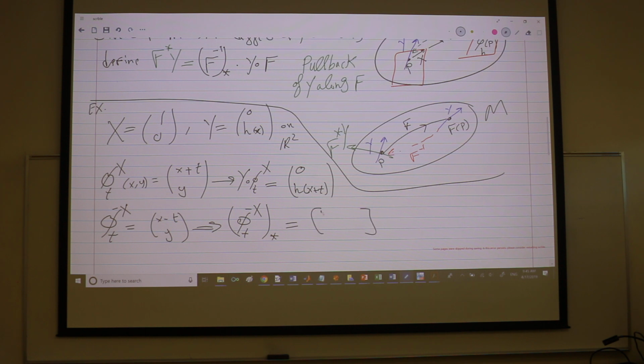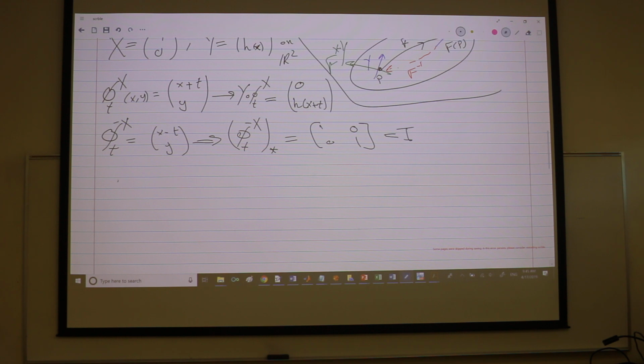Well, differentiate with respect to x is 1, no y, 0, 1. So this is actually the identity. So here is the pullback of y along the flow of x. The definition is phi_t of x, the inverse push forward, which is just the identity, multiplied with y composed with the flow. So it's 0, h of x and t, x plus t.